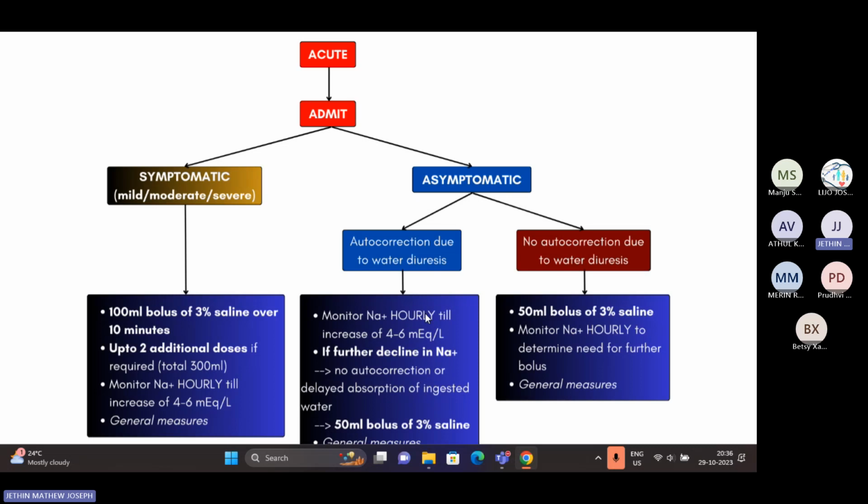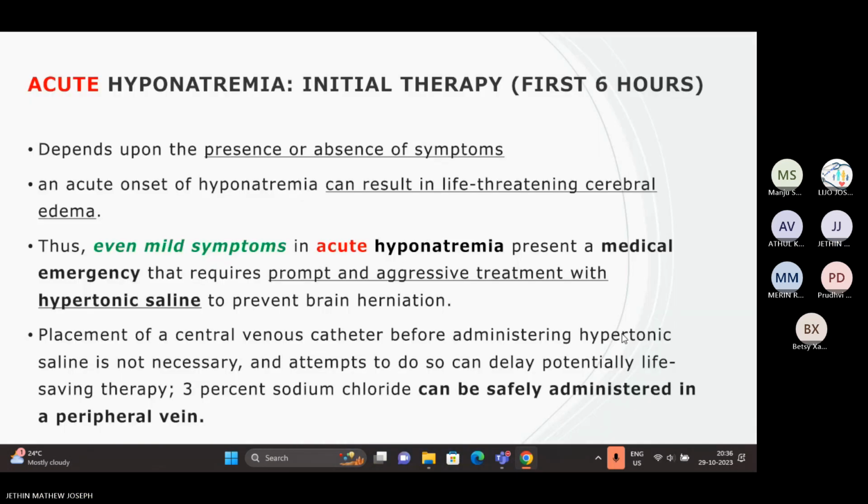you can monitor, wait and watch. If there's a further decline later, then you can give a 50 ml bolus of 3% saline. If there is no autocorrection, you can give a 50 ml bolus of 3% saline, monitor sodium hourly. Once you reach an increase of 4 to 6, you can stop. So this is just explaining the previous flow chart.